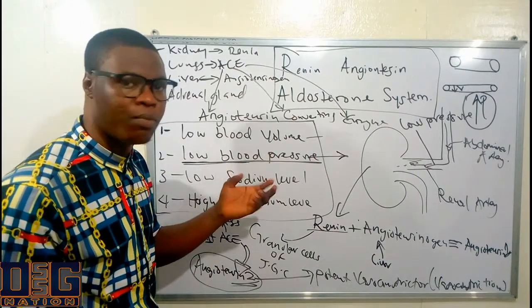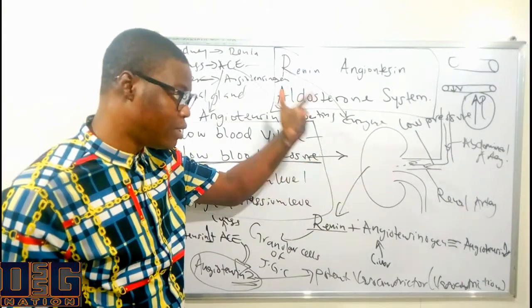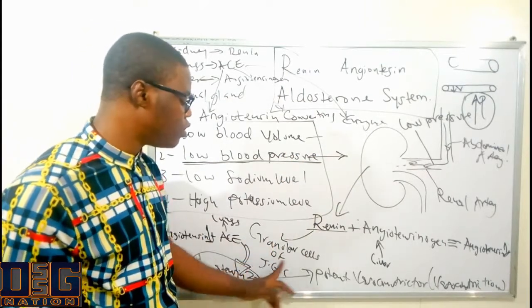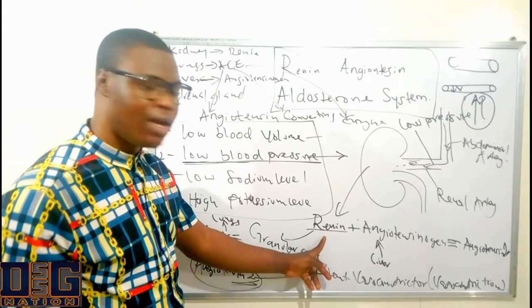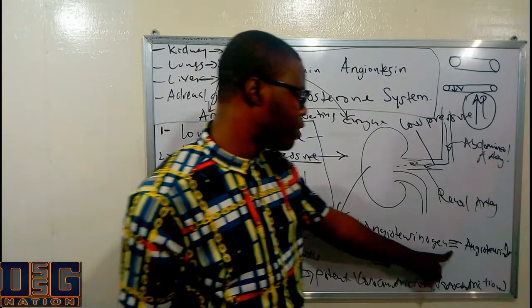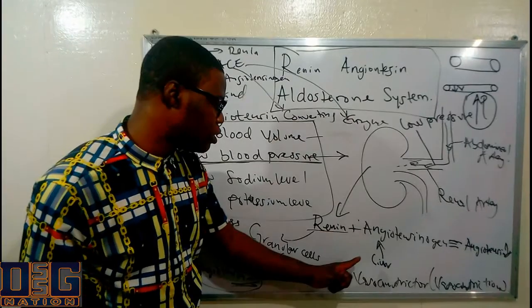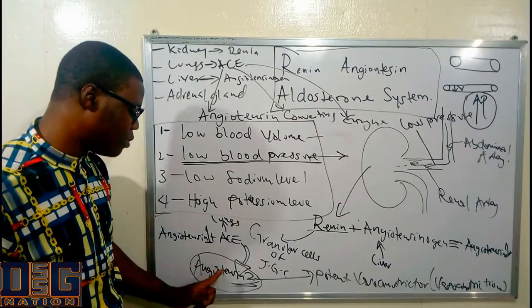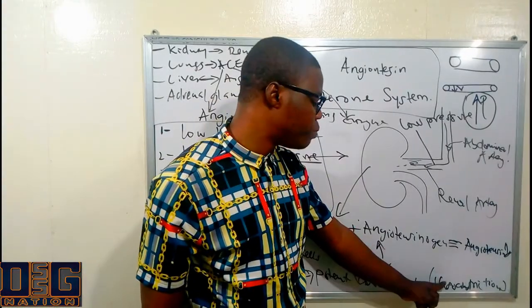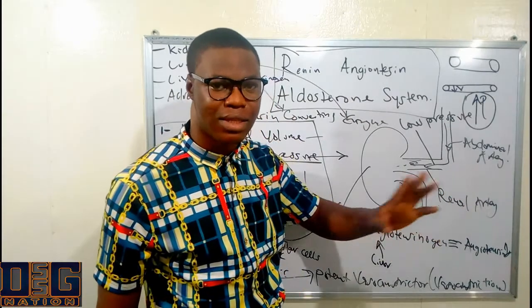So, a quick recap: whenever there is low blood pressure or low blood flow to the kidney, the granular cells of the juxtaglomerular complex are going to secrete renin, and renin is going to react with angiotensinogen, which comes from the liver, and form angiotensin I. Then the angiotensin-converting enzyme is going to act on angiotensin I and form angiotensin II. Angiotensin II is a potent vasoconstrictor, which means it's going to bring about vasoconstriction, and that is going to shift up our blood pressure. And that is that on that.